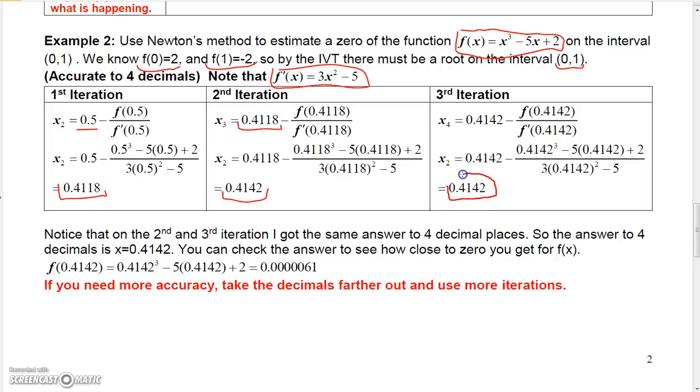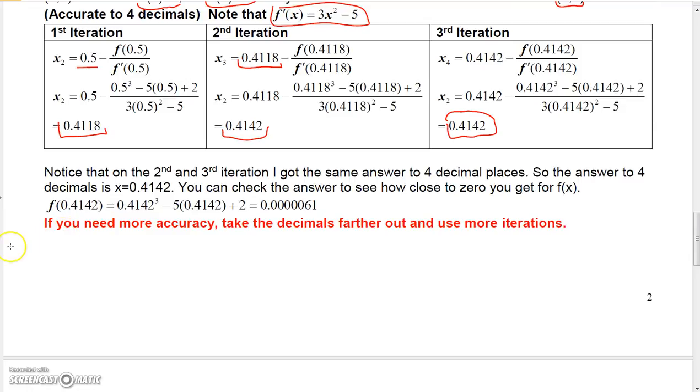So I'm going to estimate that the answer is 0.4142. And if you want to see just how close we got to 0, plug 0.4142 into the function, and you can see that what we would get is a very, very small number. So obviously we do have the zero of this function, and it's very accurate. But if you need more accuracy, then you can just take this out to more steps.